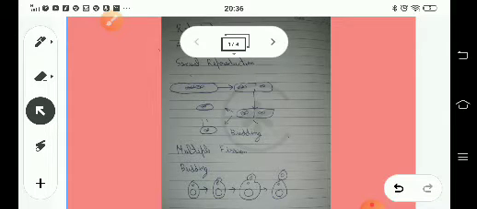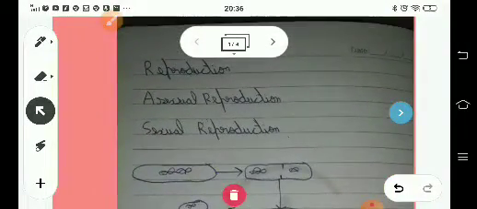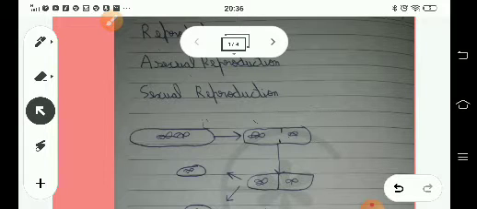So let's get started. As you can see, over here it is given reproduction. First of all, we have to understand what we mean by reproduction. Reproduction means when an organism produces one or more organisms of its same kind, right? And the ability of an organism to produce offspring is the most basic feature of life. The importance of the process of reproduction is for the continuity and survival of species.